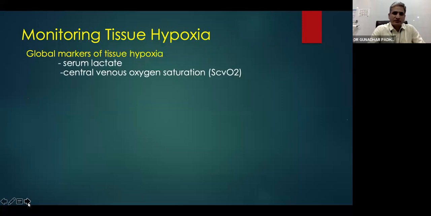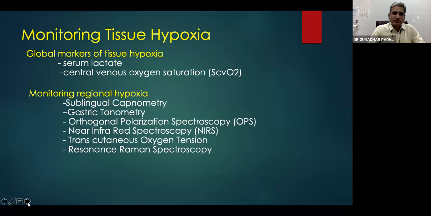Monitoring of tissue hypoxia is very, very important. Lactate, all of us know, is one of the global measures of tissue hypoxia, and central venous oxygen saturation is also one of the measures of tissue hypoxia. So you can know either the global markers of tissue hypoxia or the regional markers of tissue hypoxia. To know the global trend, we have to measure the lactates or mixed venous or central venous oxygen saturation. To monitor regional hypoxia, we have different devices like sublingual capnometry, gastric tonometry, near-infrared spectroscopy, transcutaneous oxygen tension, resonance Raman spectroscopy, or something called OPS, orthogonal polarization spectroscopy.